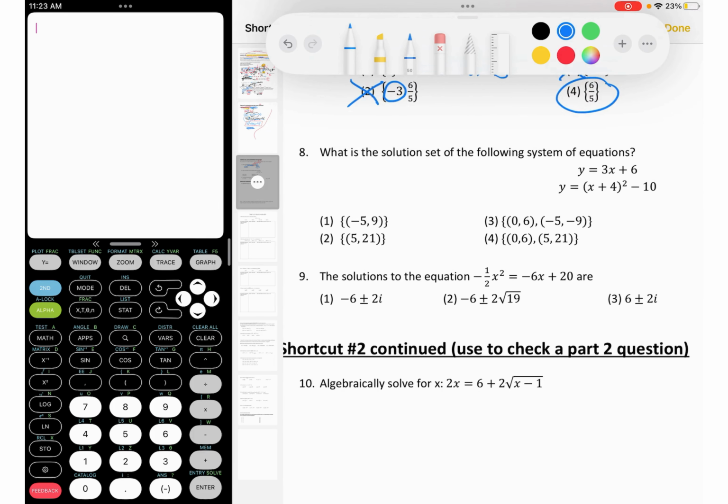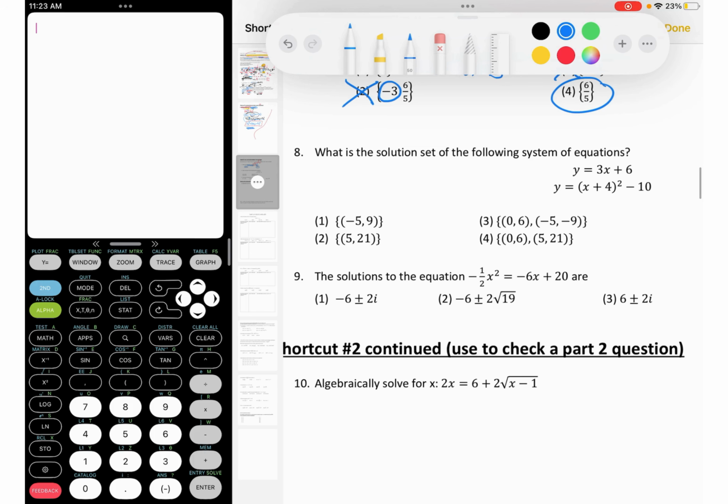All right, so number 8, what is the solution set of the following system of equations? I have 2 equations there. That's what a system means. When you're solving for a system, there's going to be multiple variables that you have to plug in. You'll notice for this one, they are points. So this is x and y.